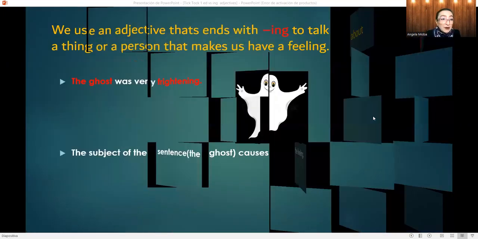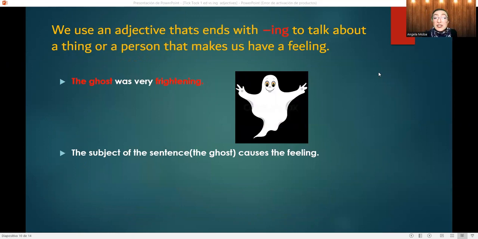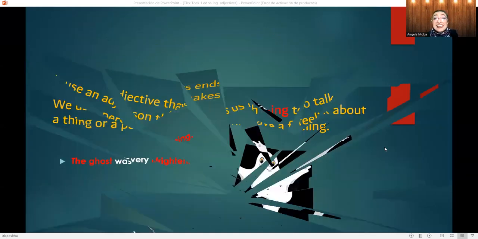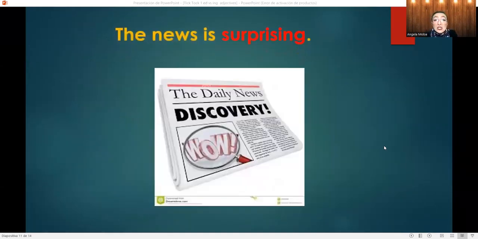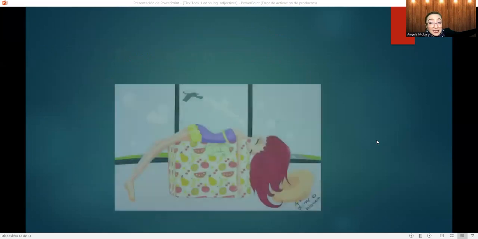Or here, for example, we use adjectives that end with -ing to talk about a thing or a person that makes us have that feeling. The ghost was very frightening. I'm not talking about my feeling. I'm talking about something external that is causing me that feeling. The subject of the sentence tells us the situation. The news is surprising. I'm not talking about my feeling. I'm talking about something external that is causing me that feeling.